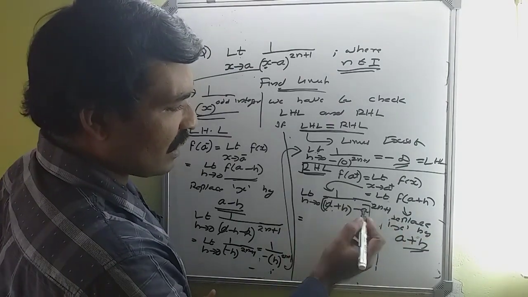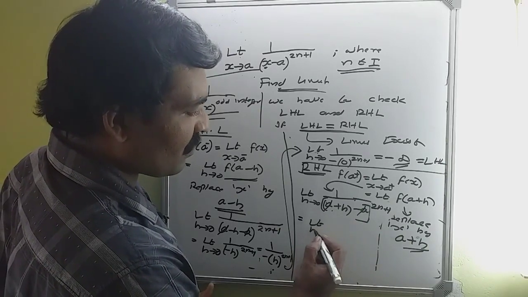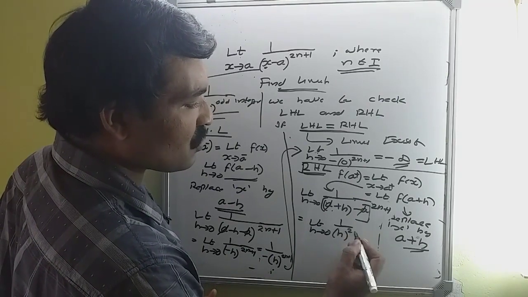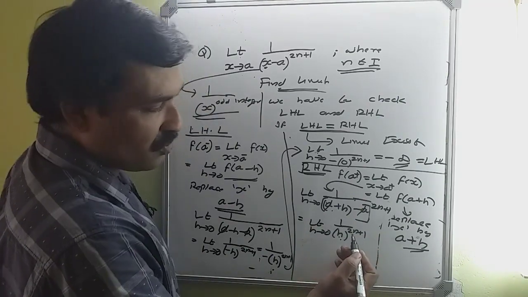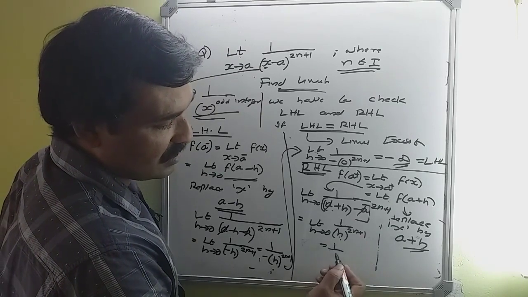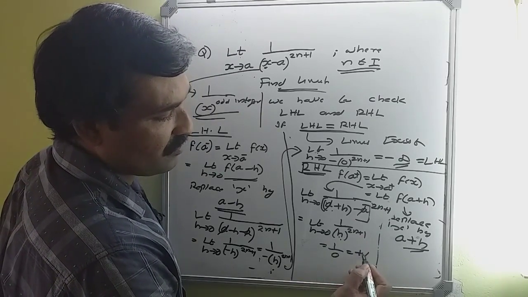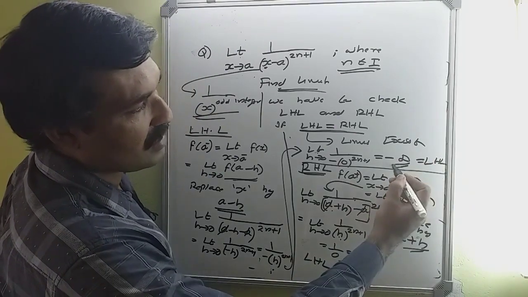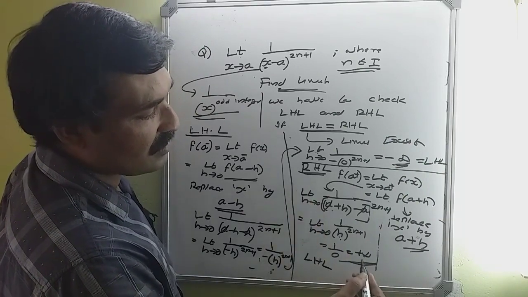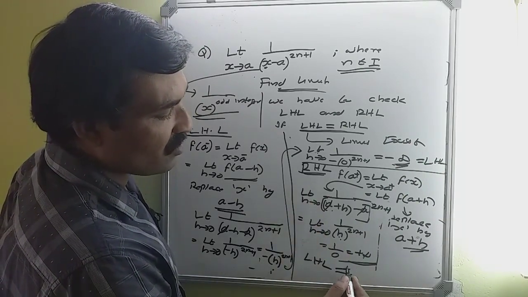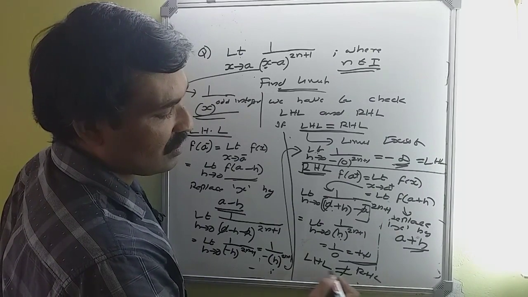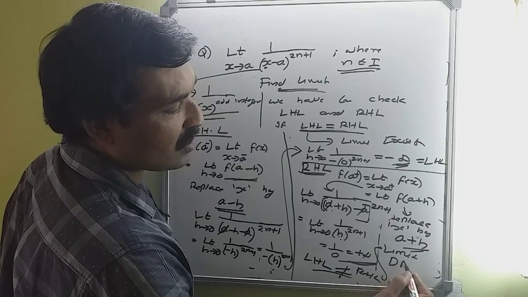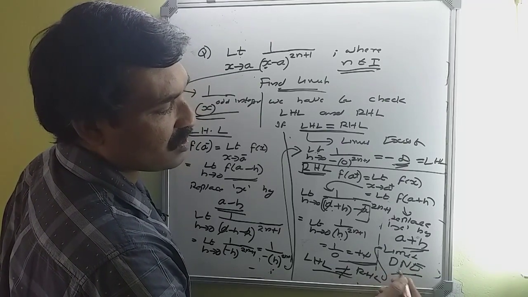That is, this a and a get cancelled. Limit h tends to 0, 1 by h all raised to 2n plus 1, 0 raised to 2n plus 1. That is equal to 1 by 0, is equal to plus infinity. Here left hand limit is equal to minus infinity and right hand limit is equal to plus infinity. LHL not equal to RHL. Therefore limit does not exist.